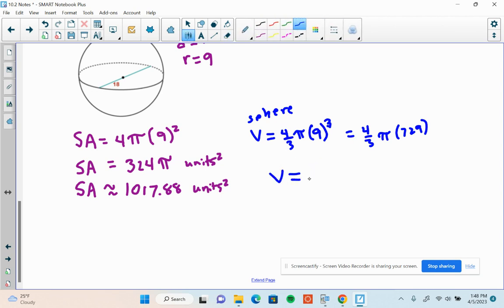So our volume, if I needed an exact answer, 972 pi cubic units. Units cubed. Okay? Cubic units. And then, if we need a decimal approximation, we grab our calculator, we do 972 times pi, we get that that is approximately 3,053.63 cubic units. And that is surface area and volume.